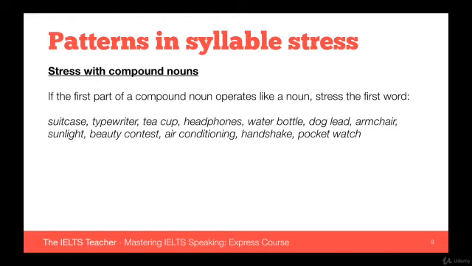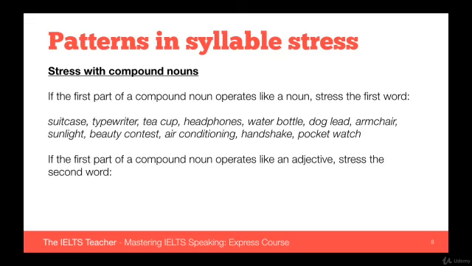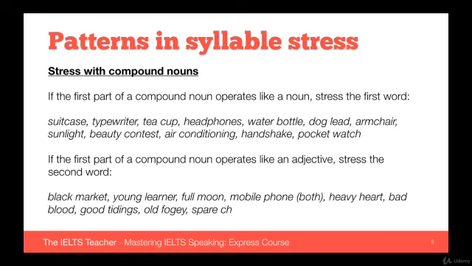Suitcase, typewriter, teacup, headphones, water bottle, dog lead, armchair, sunlight, beauty contest, air conditioning, handshake, pocket watch. All of these start with nouns. Whereas if the first part of a compound noun operates like an adjective, then usually we stress the second word. Let's have a look at some examples.